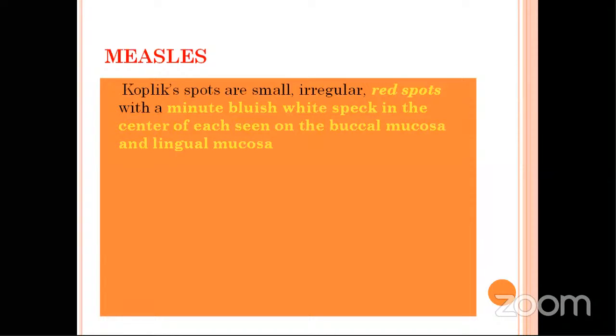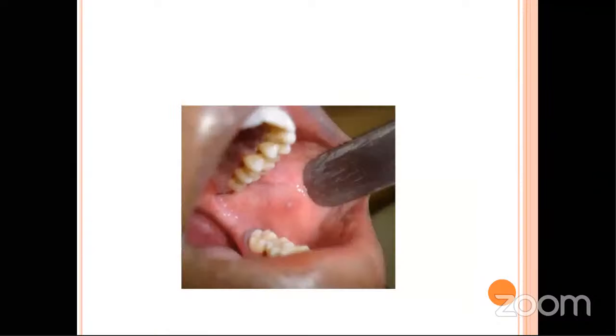Koplik spots appear on the buccal mucosa before the skin rashes come, but we usually don't look for them. So that is why it is called the first manifestation, but seldom seen. It looks like a small ulcer with a bluish hue. This is called a Koplik spot.